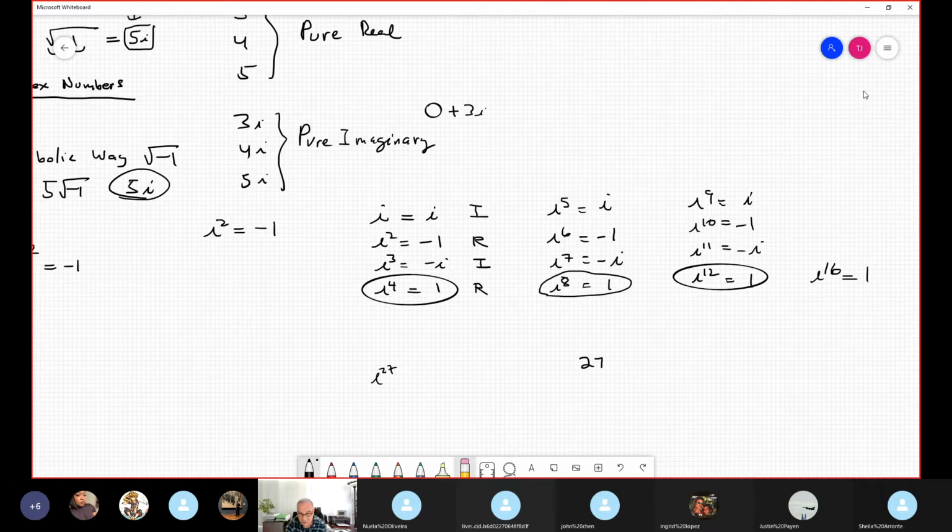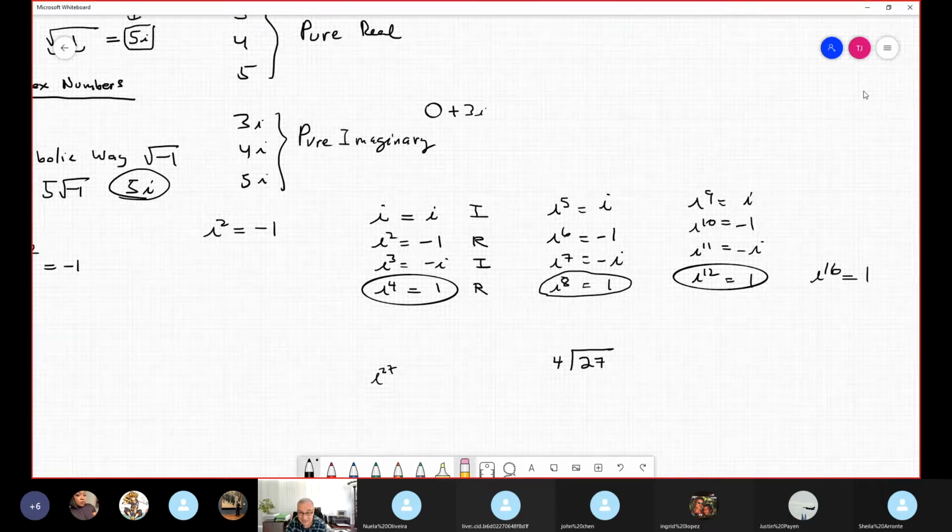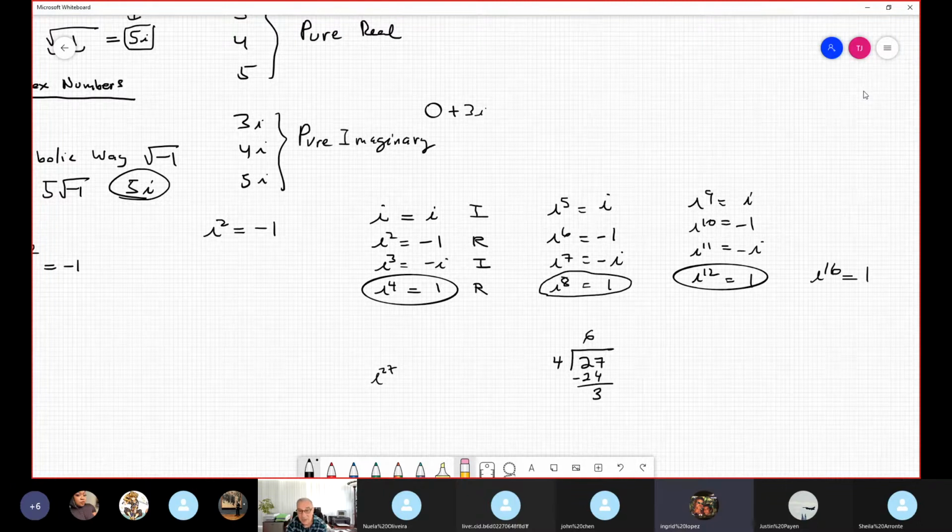You take 27, get the exponent, and you divide by 4 by hand. It's obvious that it's 6, right? Because 6 times 4 is 24. Subtraction is 3. Divided by 4, yeah, divided by 4. Why divided by 4? What is the reason? Because this part is repeated 4 by 4.